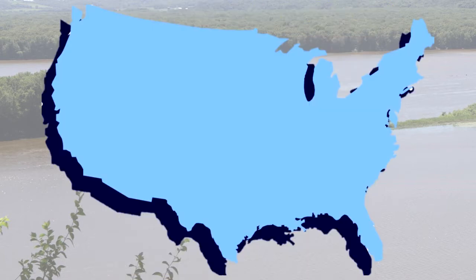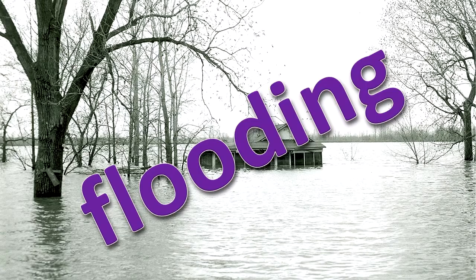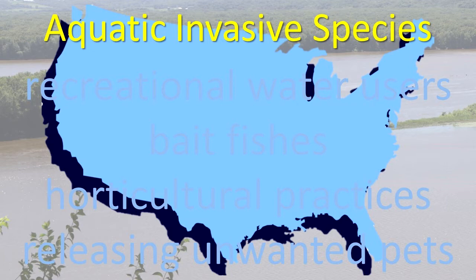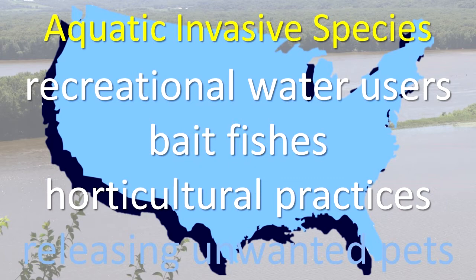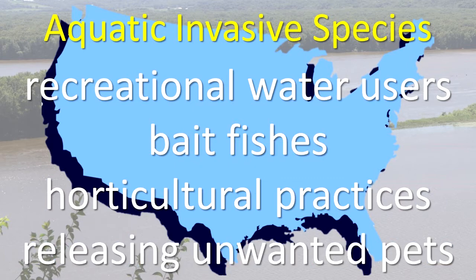Other aquatic invasive species have been brought intentionally to the United States for food or to control other species. They have spread from their introduced habitats to other waterways during floodings and by human actions. A few aquatic exotic species spread naturally into this country. Today, aquatic invasive species continue to spread within the United States due to recreational water users, bait fishes, horticultural practices, and from people releasing unwanted pets.